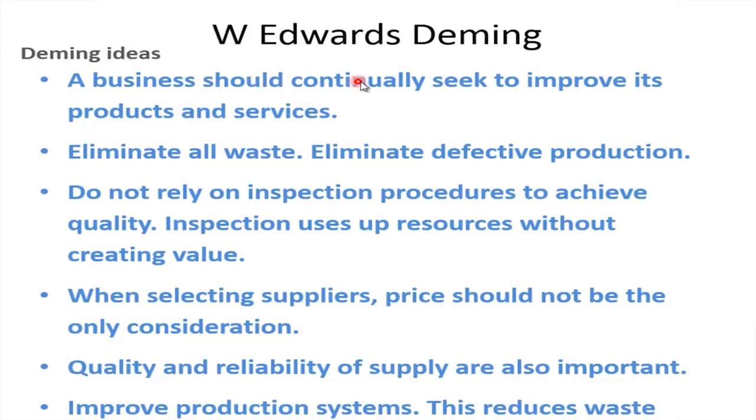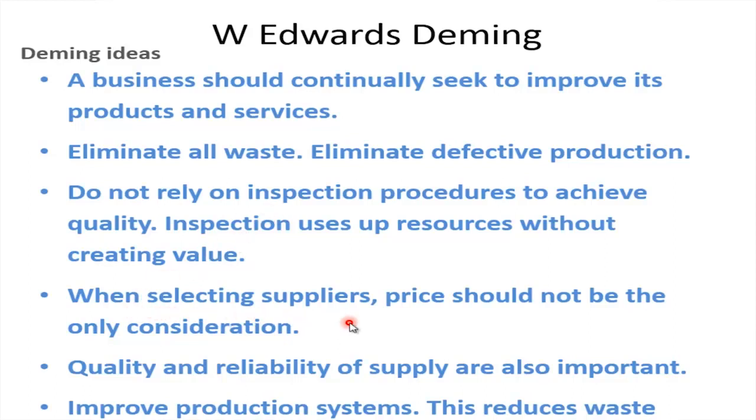There is continuous improvement. That's what it says. Eliminate all waste, where all waste has to be eliminated. Eliminate defective production. If defective products are there, that must be eliminated. Do not rely on inspection procedures to achieve quality. Inspection uses up resources without creating value. He says that we should not rely on inspection procedures.